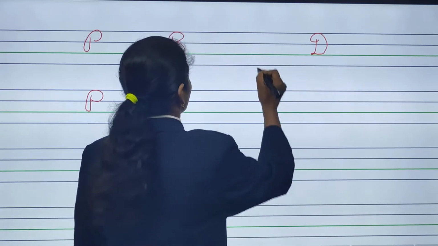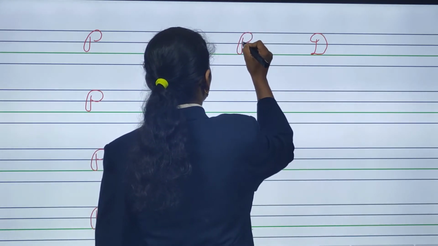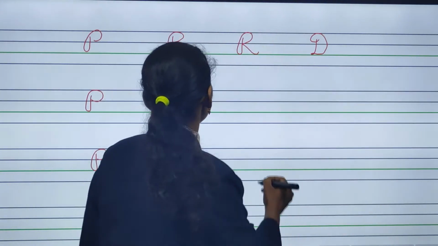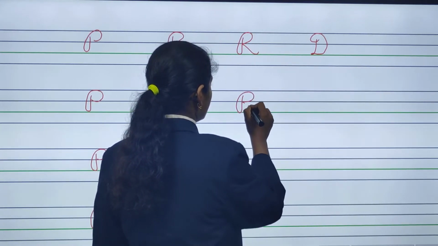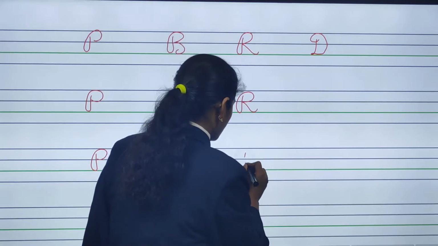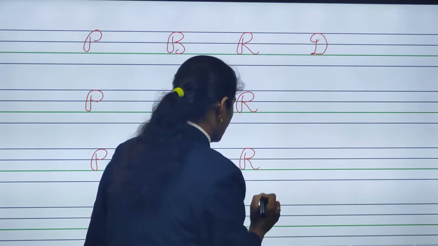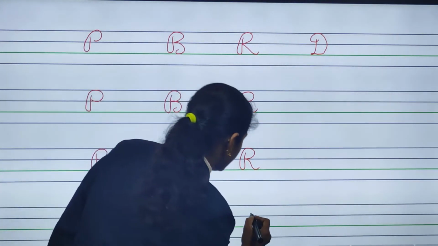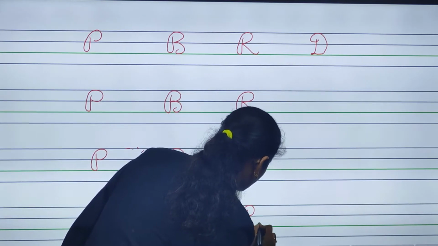Okay. See, again we have to start from here, then here and do this way. This is capital cursive R. Which letter is this? Capital cursive R. Okay. Capital cursive R. R for ring and R for rose. Yes. So this is capital cursive R.